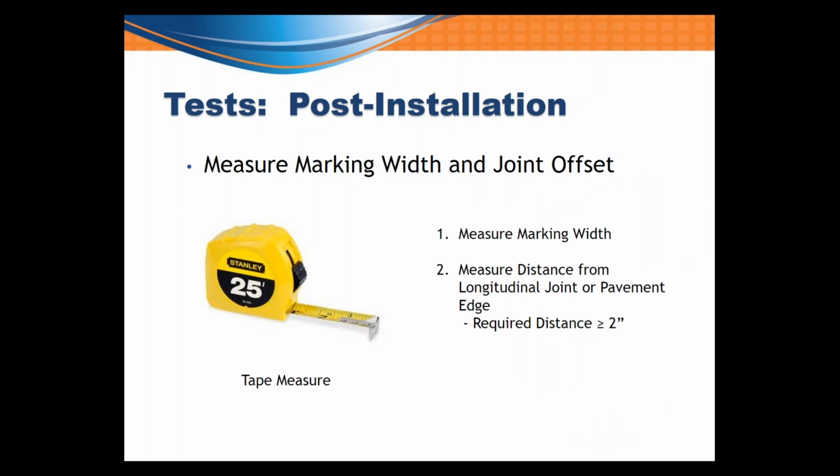Also, post-installation, you're going to want to measure your marking width and the joint offset, meaning how far away from the joints, from the edge of pavement, and from the longitudinal center line you want to have your pavement marking. The required distance is greater than or equal to 2 inches. Our problem within our district is that we're finding that when it's along the center line, that's one of the first areas to fail. And so we're pushing residents to move their markings away from that centerline joint.